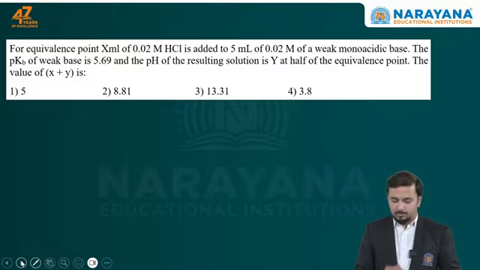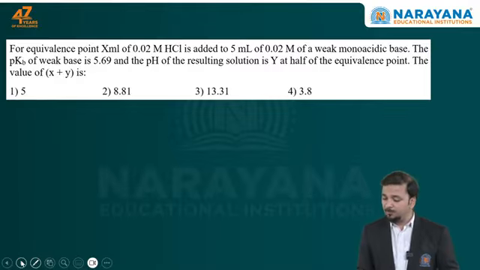Let's see the next question. The next question is from the ionic equilibrium chapter. This says, for equivalence point, x ml of 0.02 M HCl is added to 5 ml of 0.02 M weak monoacidic base. The pKb of the weak base is 5.69 and the pH of the resulting solution is y at half of the equivalence point. So the value of x plus y is. So again in this we have to find two things. First, the volume of HCl which is used, and second, we have to find the pH of the resulting solution at half equivalence point.